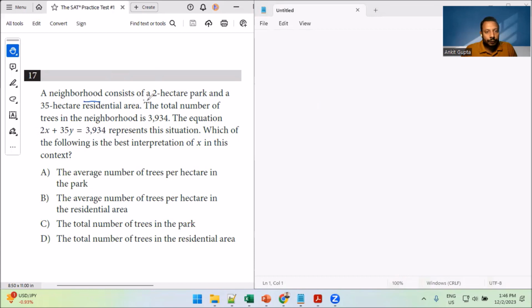So a neighborhood consists of a 2-hectare park and a 35-hectare residential area. The total number of trees in the neighborhood is 3934. The equation 2x + 35y = 3934 represents this situation. Which of the following is the best interpretation of x in this context?